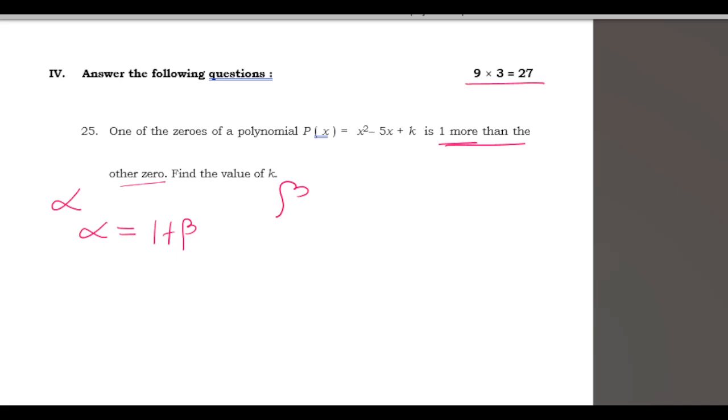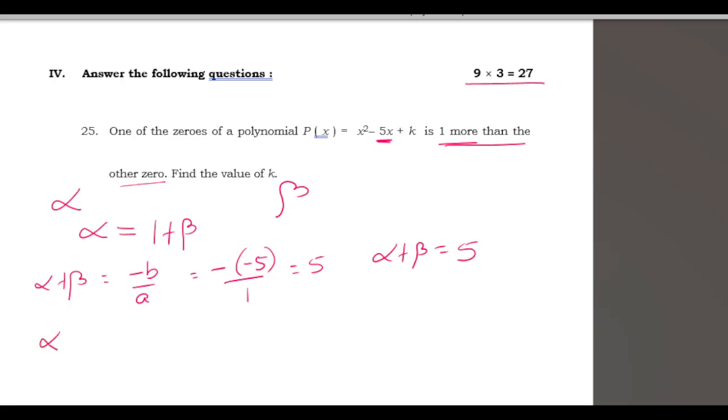So what is the equation? It forms alpha plus beta. As we know, alpha plus beta is equal to minus b by a. Minus as it is, you write minus. B means the second number, that's minus 5. Minus 5 divided by a, which is 1. Minus into minus becomes 5. So alpha plus beta is equal to 5.